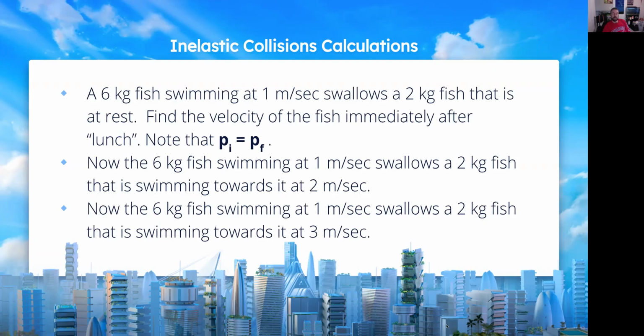So, and here's how you should visualize it. That big fish is moving slow. The small fish is moving fast. When they collide and they don't bounce off of each other, they stay still.